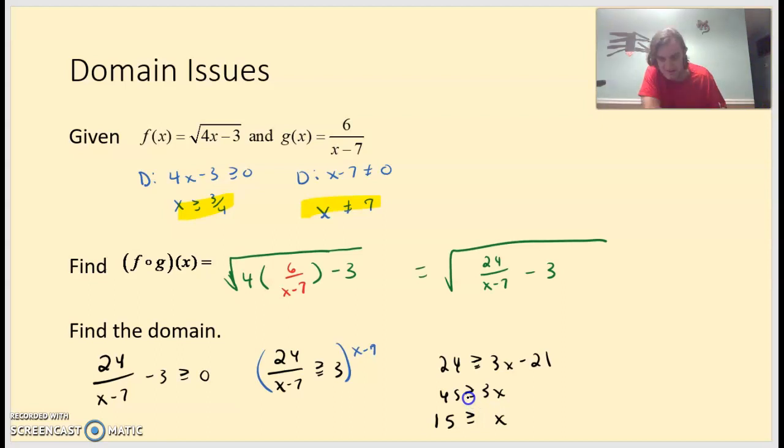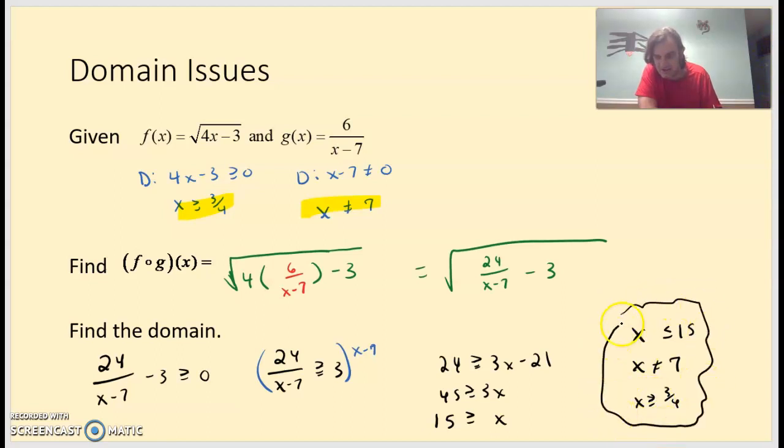But that means we can only use numbers less than 15 now. Excuse me, x is less than or equal to 15. So it has to be less than 15, but it can't be 7 because of the rational function, and it has to be greater than 3/4. Okay. So we're kind of stuck.